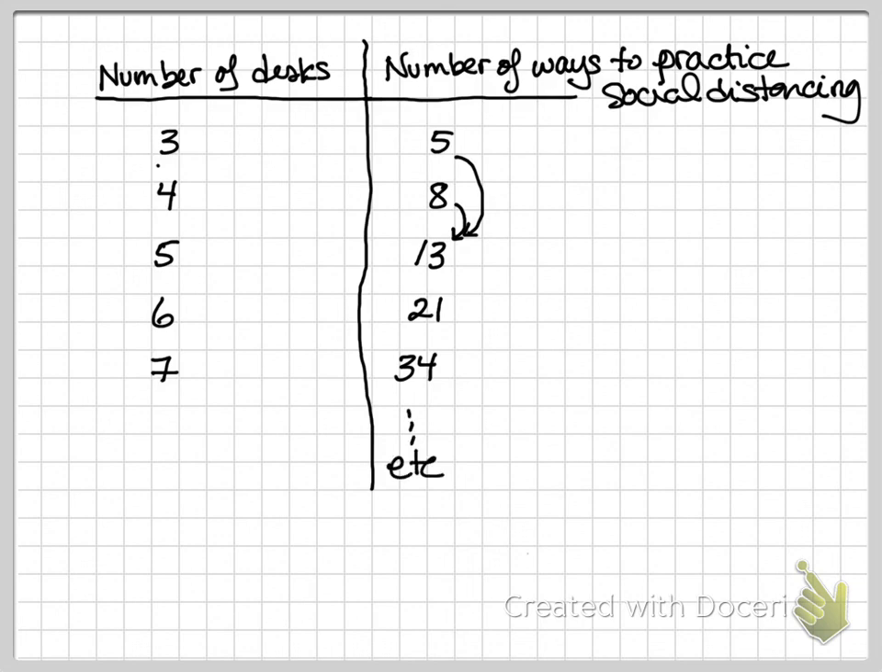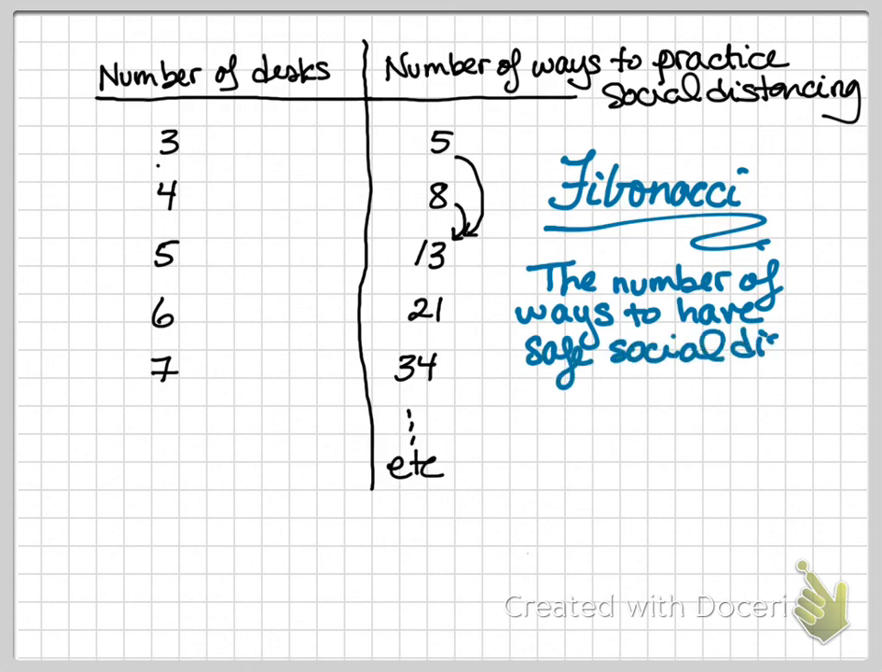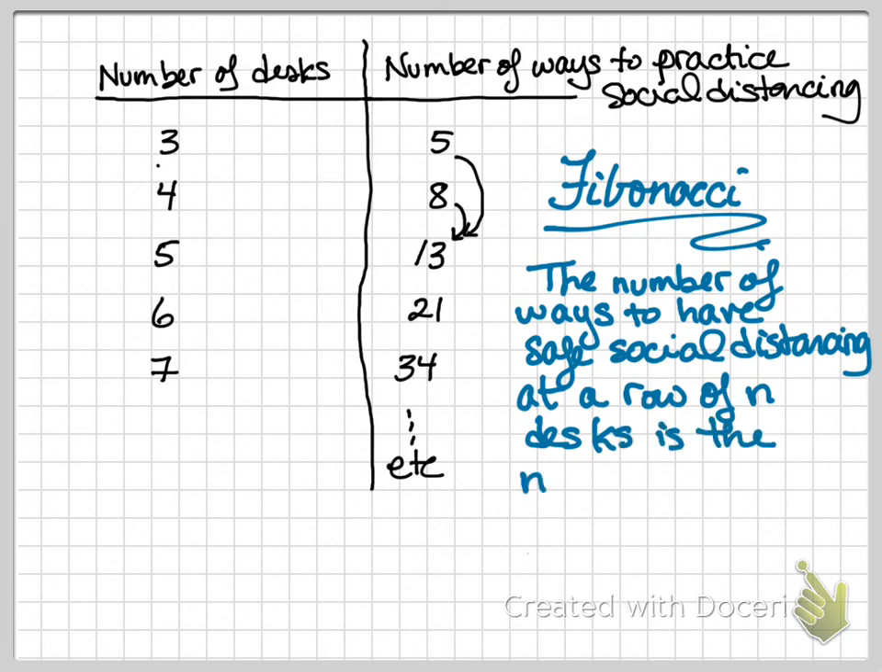So those of you who are in the know here are maybe recognizing what this really famous sequence of numbers is, that you get by starting with some values, and then every time to get the next value, you just add the previous 2. That is the famous Fibonacci numbers. So the number of ways that you can have safe social distancing at a row of computer desks is the n plus first Fibonacci number, which is kind of surprising and really cool.